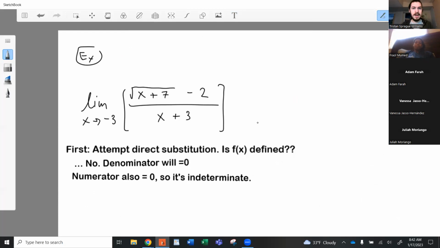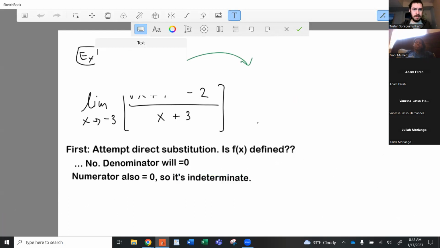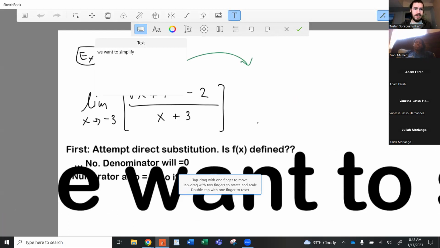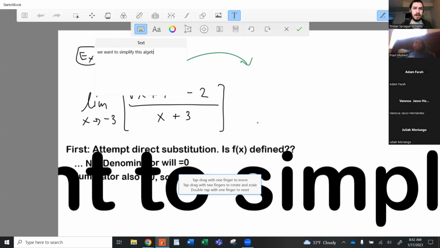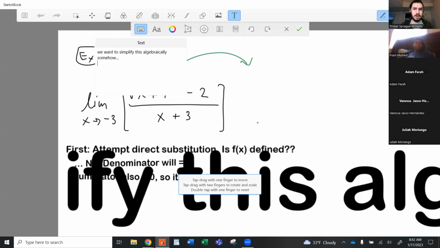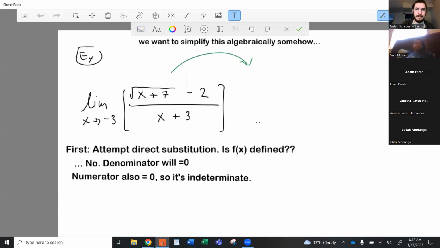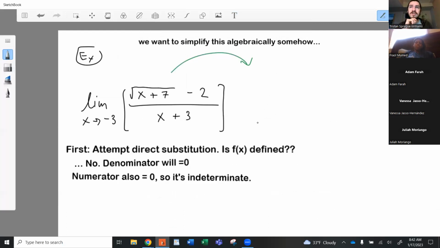All right. Okay, so now that we know that, we want to find some sort of approach to simplifying it. We want to simplify this algebraically somehow. Does anyone know a strategy for simplifying something like this? It's got a square root in it. Multiply by the conjugate, maybe? Ooh, yeah. Multiplying by the conjugate.